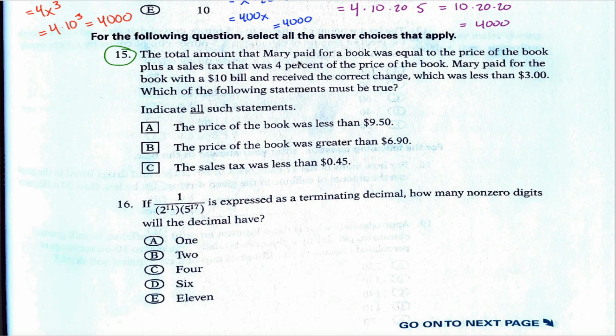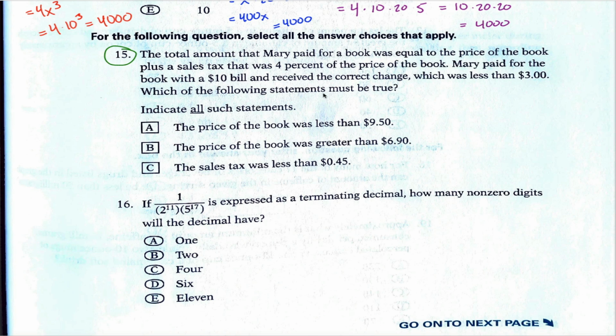The total amount that Mary paid for a book was equal to the price of the book plus a sales tax that was 4% of the price of the book. Okay, fine. Mary paid for the book with a $10 bill and received the correct change, I would hope so, which was less than $3. Okay, so that's the first thing to notice. We don't know how much change she got back. In your head, maybe you think like $2.50 or something, but we don't know. It could have been 1 penny, it could have been $2.99, but it's somewhere in that range.